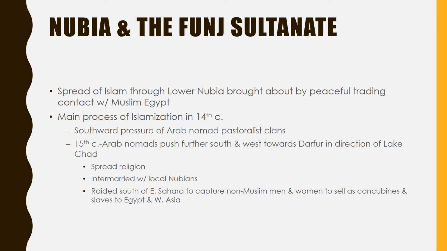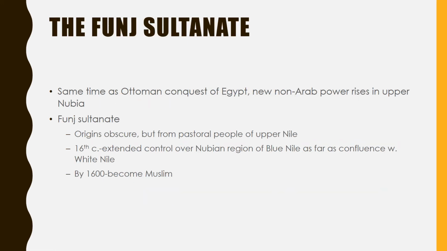By the 15th century, Arab nomads are pushing further south and west towards Darfur in the direction of Lake Chad. And as they go, they're spreading their religion, they're intermarrying with the local population, and they are also raiding south of the Eastern Sahara to capture non-Muslim men and women to sell as concubines and slaves to Egypt and Western Asia, because it was against Muslim Sharia law for another Muslim to be a slave, and so they were looking for non-Muslims as captives.